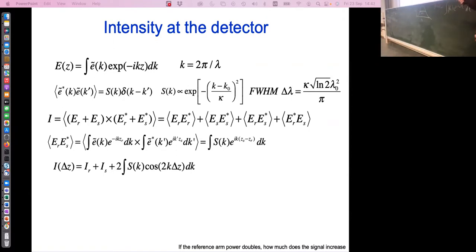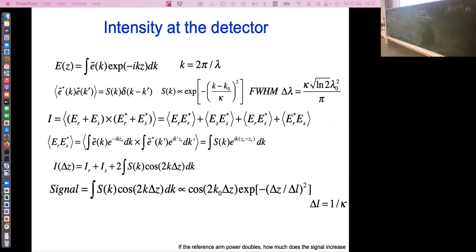So what do I see here? That interference term as a function of delta Z is 2 background intensities that I get back from my reference and sample arm, plus this interference term here, which is a cosine transform of my source. It's not a Fourier transform anymore, it becomes a cosine transform. Okay, now that's nice. I've derived that the intensity I see is a Fourier transform or cosine transform of my source.